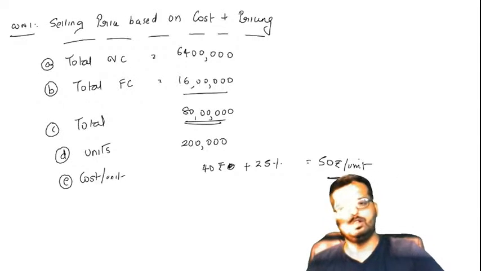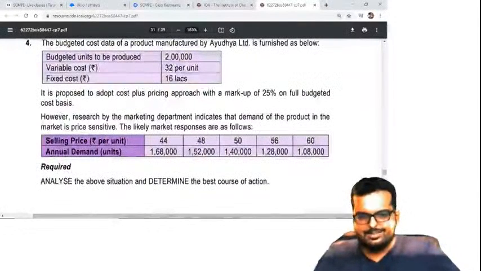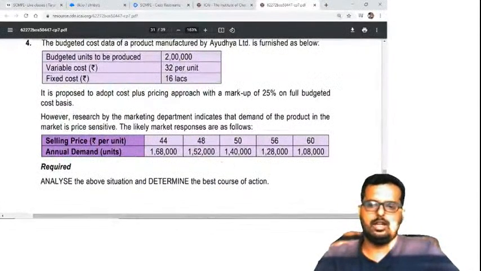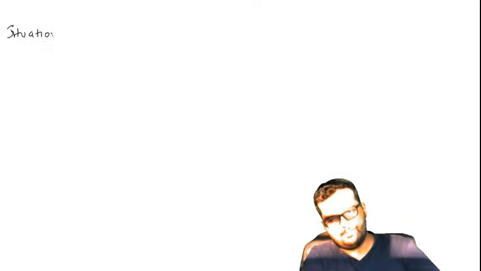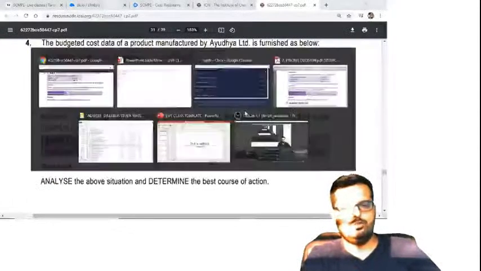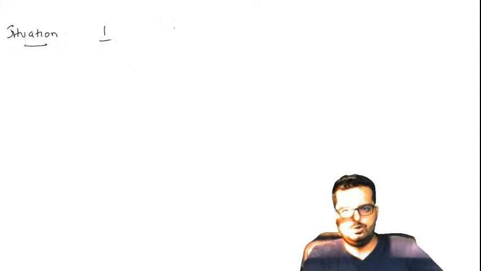Friends, have you all put down till here in your books? Now we go to the next part. What is the next part talking about? Selling price and demand are given. They are asking you which is the best course of action. This is something we just now did. Am I right? Situations, how many are there? 5 are there. 1, 2, 3, 4, 5.